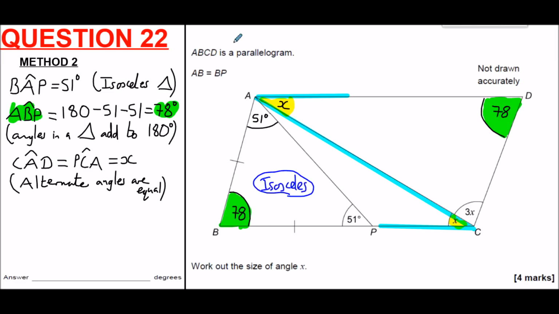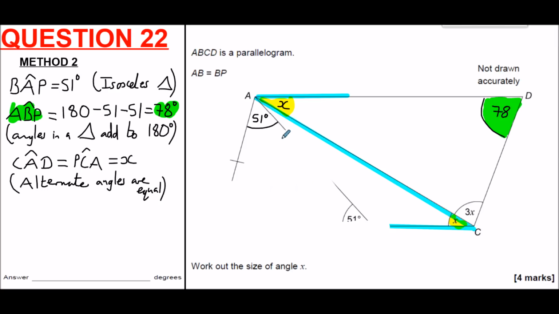So now we know that, what we can do is just ignore the rest and just focus on this top triangle. So I'm just going to rub off everything else so we can just focus without any distractions from the other bits of the question. We can just look at the top triangle now.